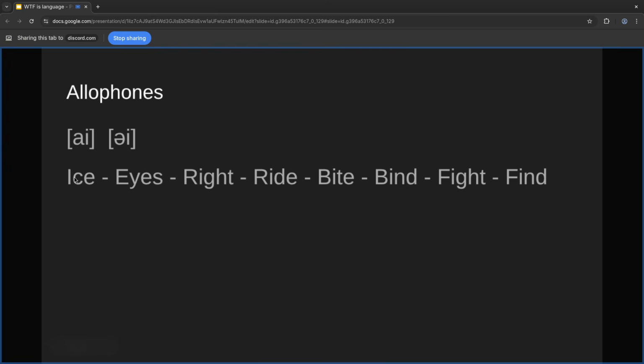So examples of this are ice versus eyes, right? This versus z causes it to be I versus I. Ice, eyes, right, ride, bite, bind, fight, although there's an N in there, which is not a perfect minimal pair, but close. You can see how the voicing, the phonation of the consonant after the vowel, will paint the phoneme in one way or the other.